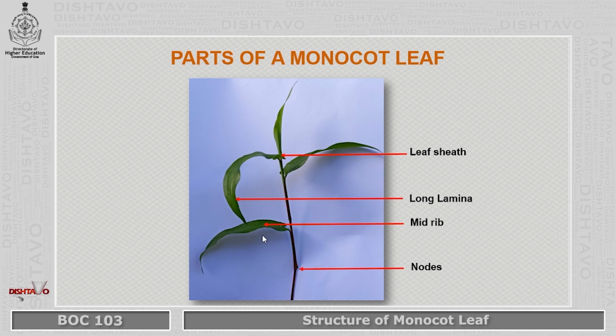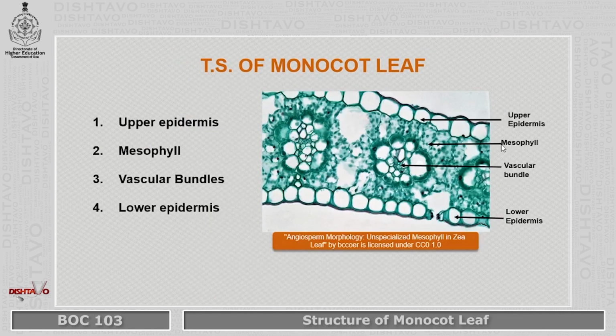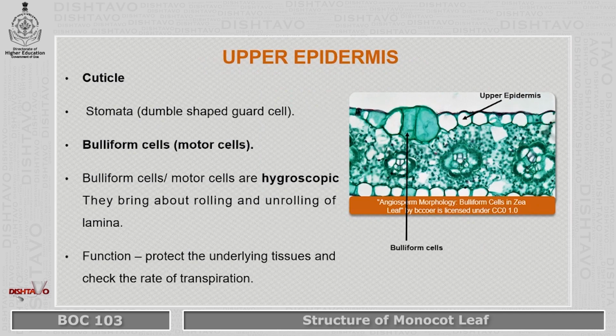When we take a section of the long lamina, we get to see the following layers: the upper epidermis, the mesophyll tissue, the vascular bundle and the lower epidermis. Now, let us first understand the upper epidermis, that is the first layer of monocot leaf. This layer consists of a thin cuticle over its border. Cuticle is a waxy layer which is thin and translucent. Cuticle makes the plant resistant to insect and fungal attack.